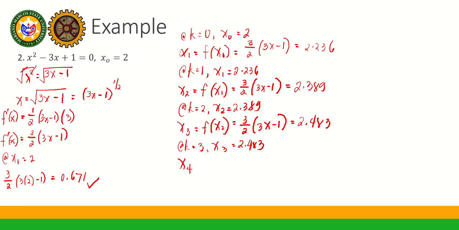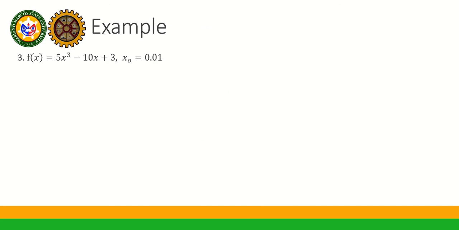We have x sub 4 is equal to f of x sub 3. So this is equal to 3 over 2 times 3x minus 1. Plug natin si 2.483 dito sa function, and we will have 2.539. Okay? So that is example number 2 for fixed iteration method. Now, let's try example number 3.